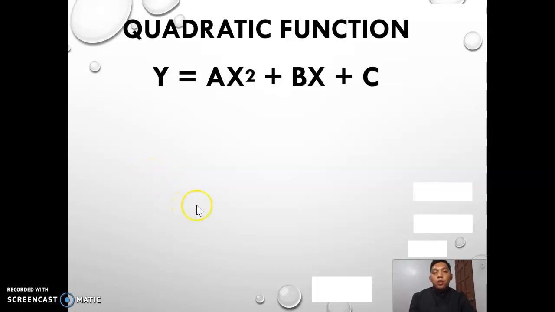So for today, we're going to discuss the graphs of quadratic functions. Before we proceed, you can get your notes or any papers so that you can write on scratch paper. To proceed, let's recall the general form of the quadratic function. This is y equals ax squared plus bx plus c.